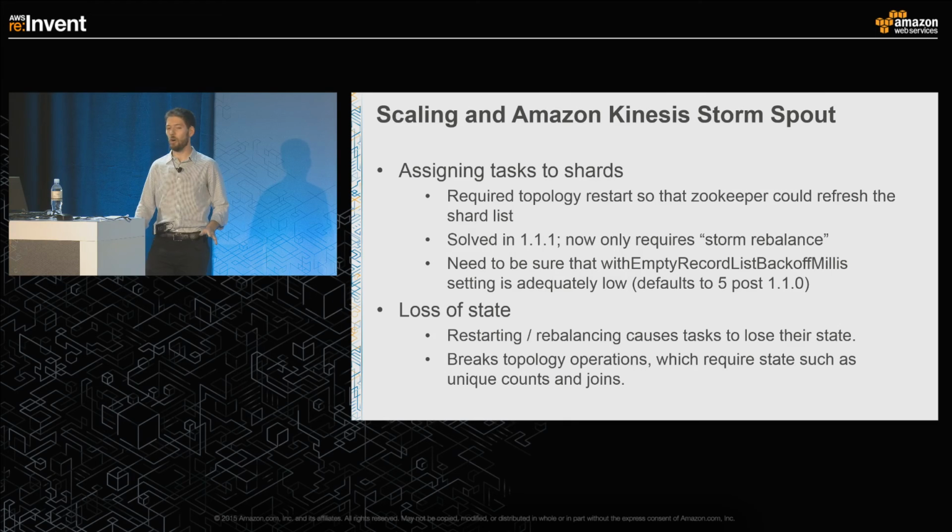Anyways, that issue was solved in Kinesis Storm Spout 1.1.1. Now all you have to do is a storm rebalance. A rebalance will take all of the tasks and reassign them to different workers. Fortunately, that will repull the shard list, which means you'll be able to start processing data again properly, and you're still going to process every single tuple at least once. So that was a major improvement. We're really happy about that.